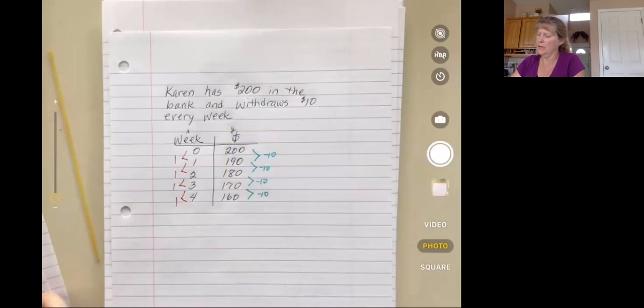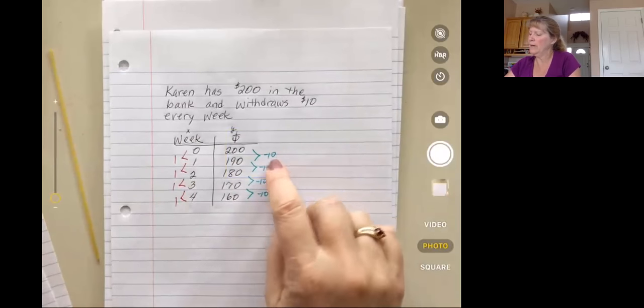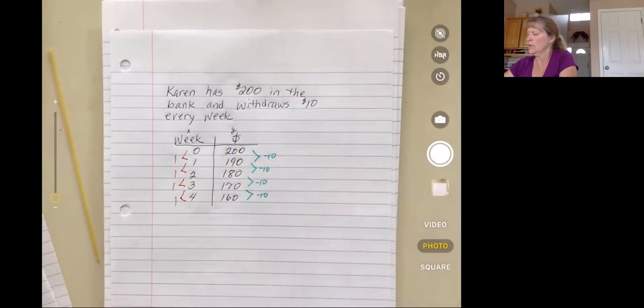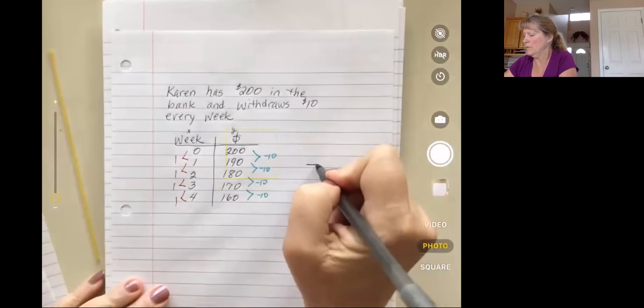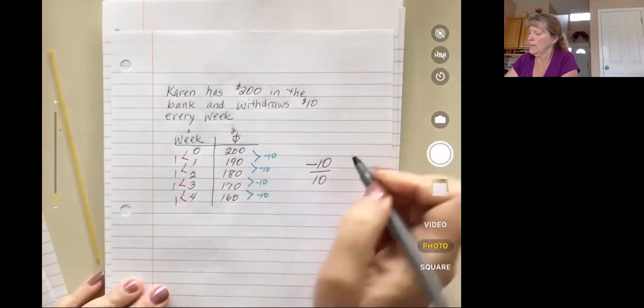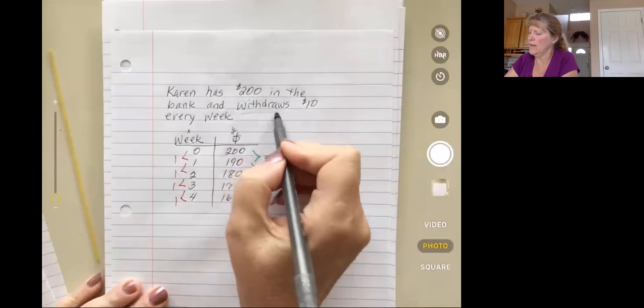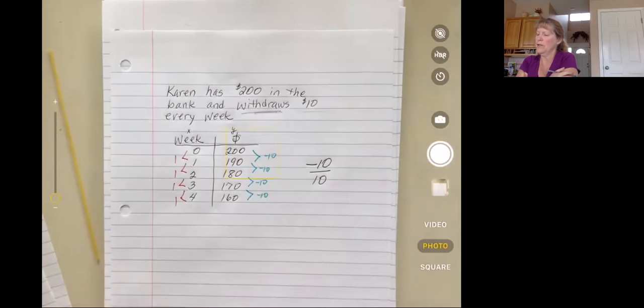The change here is down 10 every 1 week. So the slope is negative 10 over 1. It says it right here, withdraws, that's the negative, $10 every week. When you have a word problem, the slope is always the rate. It's the rate of increase, or in this case, the rate of decrease.